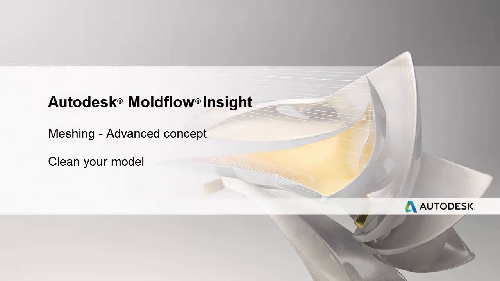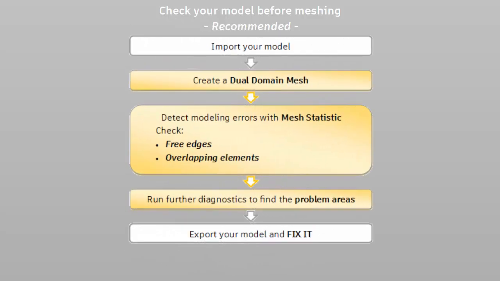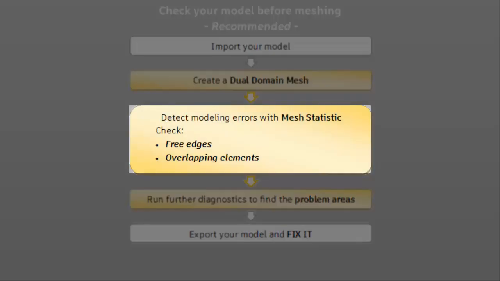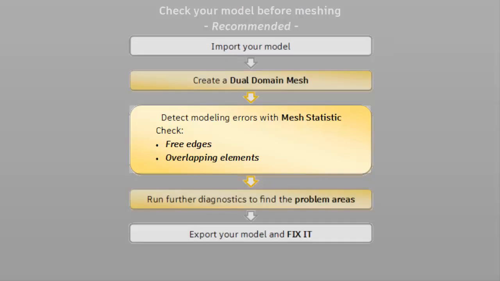This video details how to detect errors on your model before you consider meshing it. This step is highly recommended, but not mandatory. The best way to identify modeling errors within Insight is to mesh the model with a surface mesh and have a look at specific items within the mesh statistic results.